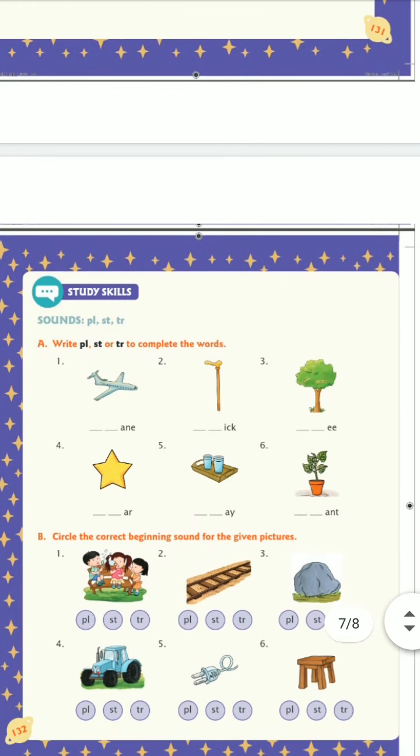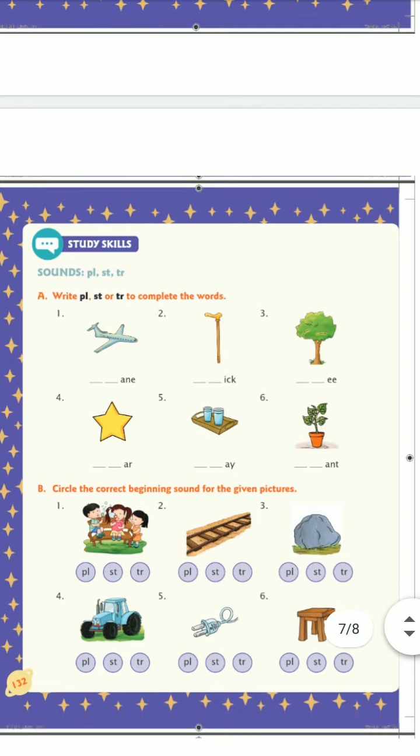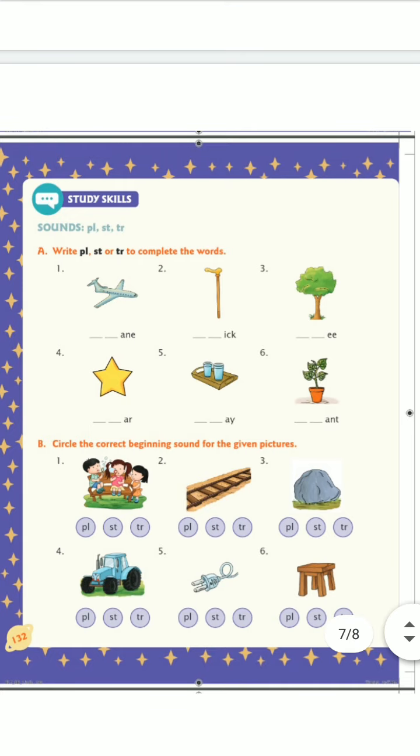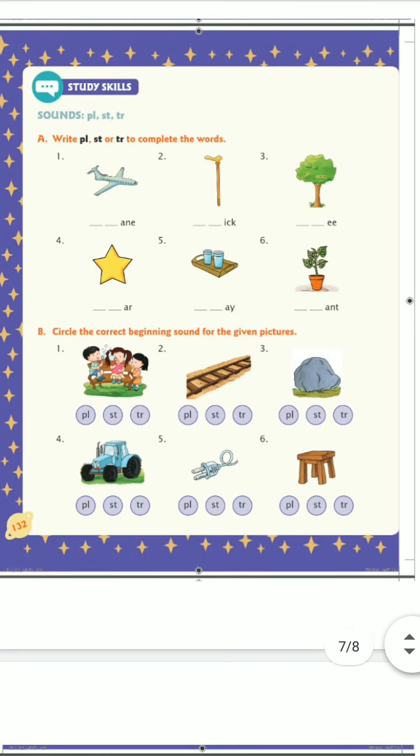Now, there are some sounds given to us, the sounds of PL, ST and TR. There are some pictures given to you. You have to complete the blanks using PL, ST and TR. First of all, you have to identify what is there in the picture. After identifying, you will write down with which sound the word starts. Like the first one is plane. It starts with PL, so you will write PL in the blanks. Similarly, you have to attempt all.